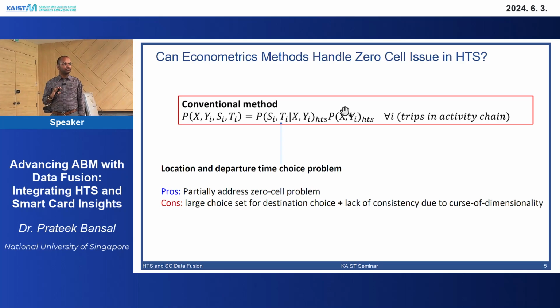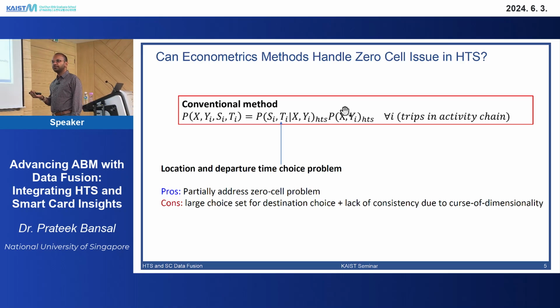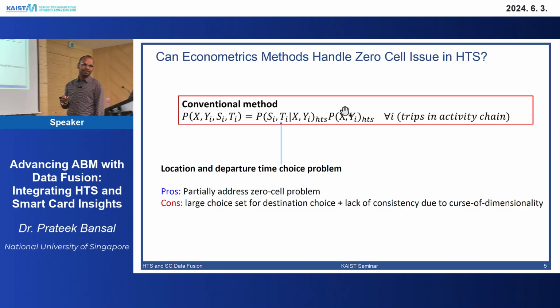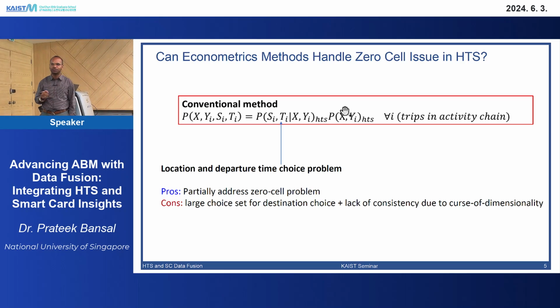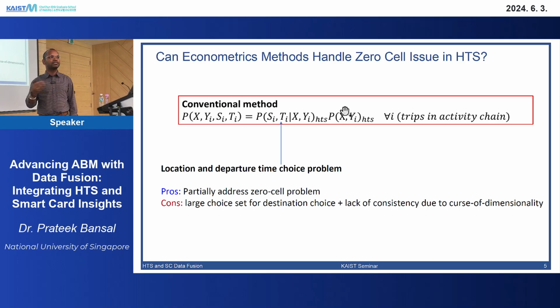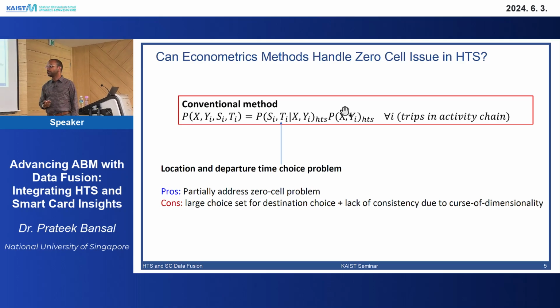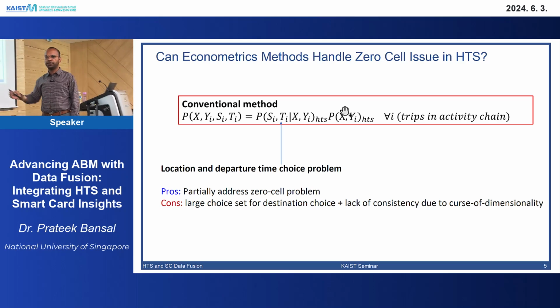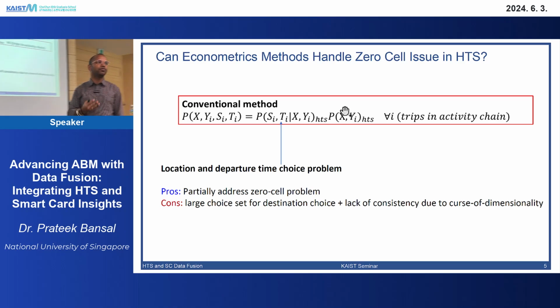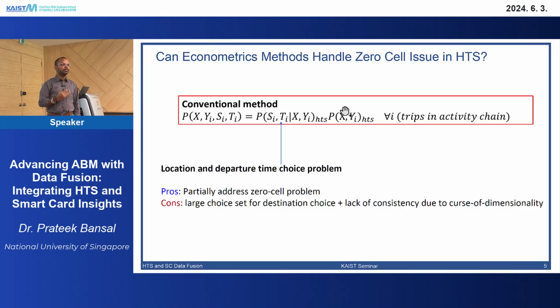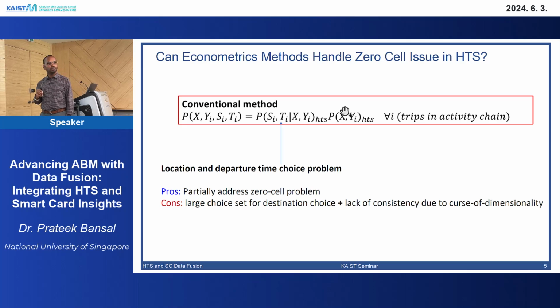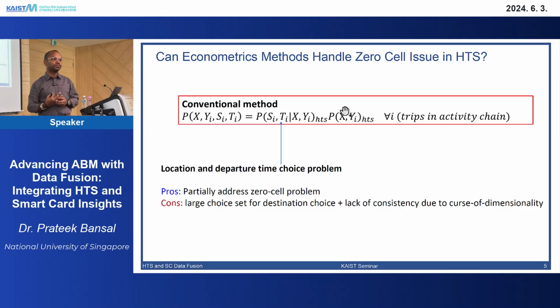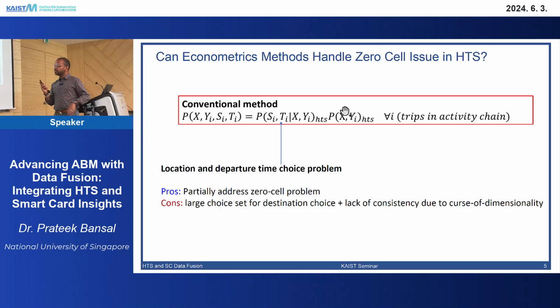It partially addresses the zero cell problem because you can generate some trips at the locations where there is no trip. But we know that it is very difficult to do the destination choice using discrete choice models because the choice set is very large. The number of spatial locations is a lot. And also, when you are doing it in steps, like first the spatial location choice, then the temporal choice, you're missing the connections between the spatial and the temporal dependence, as well as the dependence between the demographics and the other attributes. So you lose the dependence, and at the same time, you suffer from the curse of dimensionality because of the number of choices. So it's a challenging problem.